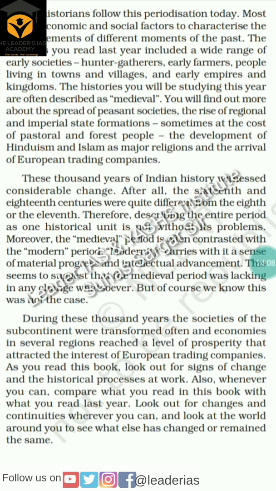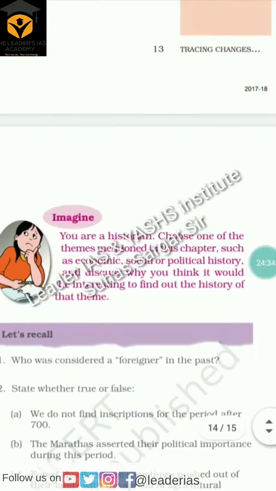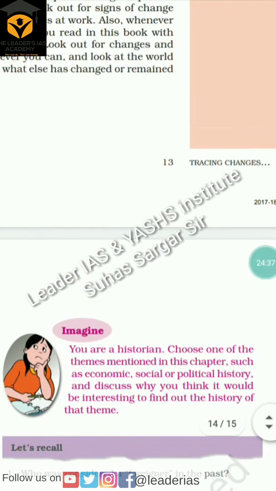As you read this book, look out for signs of change and the historical process at work. Also, whenever you can, compare what you read in this book with what you read in the last. Look out for the changes and continuities where you can, and look at the world around you to see what else has changed or remained the same. Imagine you are a historian, choose one of the themes mentioned in this chapter, such as economic, social, and political history, and discuss why you think it would be interesting to find out the history of that theme.